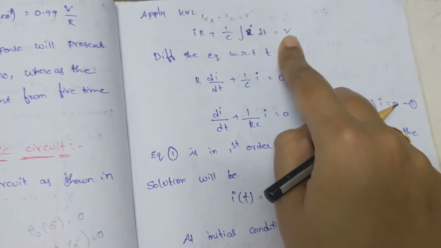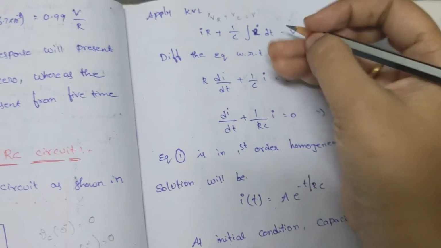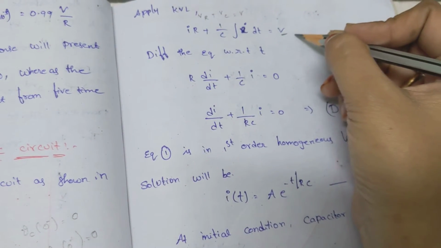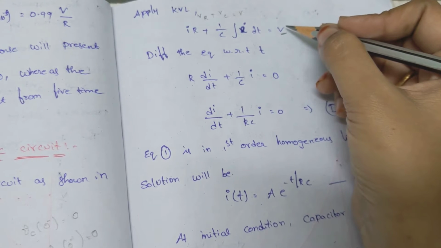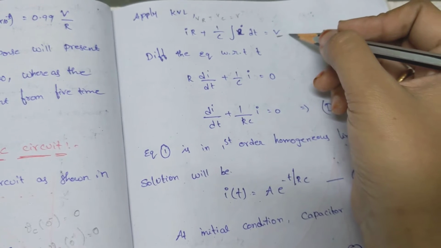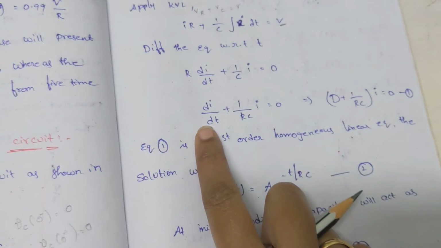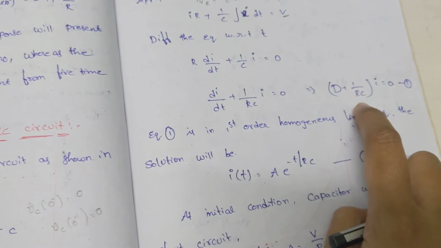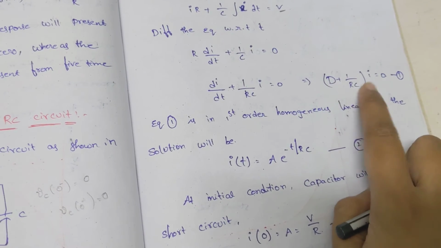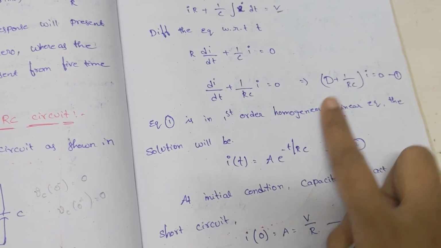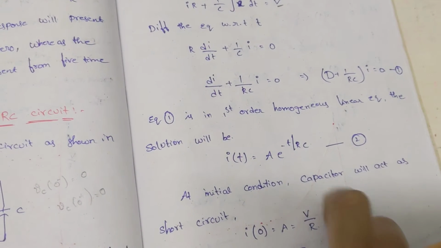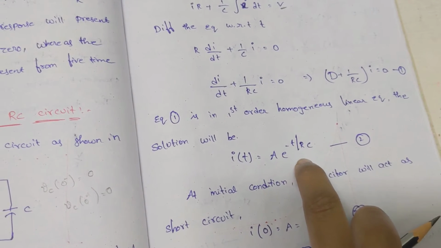Since it is a constant voltage, please remember this will be the main point in your AC and DC circuits, when you differentiate a constant term with respect to t, it becomes 0. So the final equation after rearranging is di by dt plus 1 by RC into I equals 0. This is a first order homogeneous equation, so the solution will be A into e power minus t divided by RC.